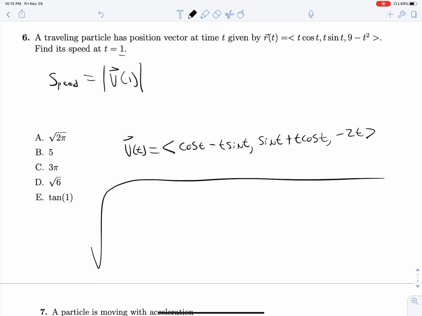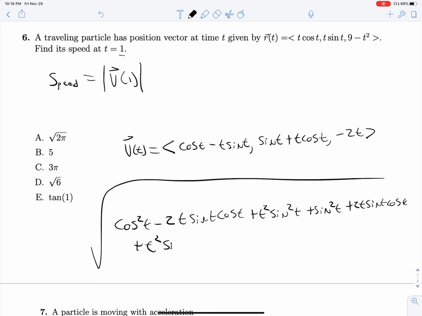So this is going to be cosine squared t minus 2t sine t cosine t plus t squared sine squared t plus sine squared t plus 2t sine t cosine t, plus t squared cosine squared t plus 4t squared. Okay, so let's cancel some things out.